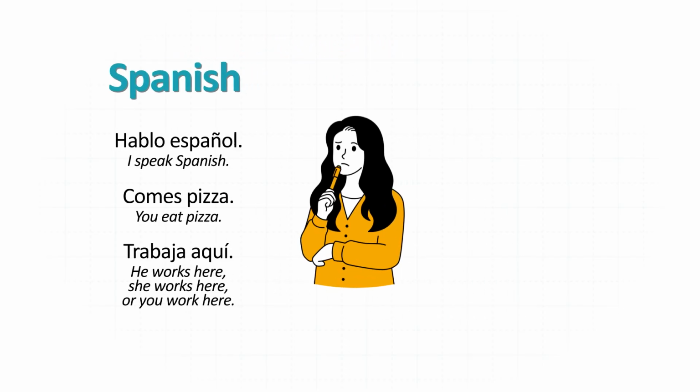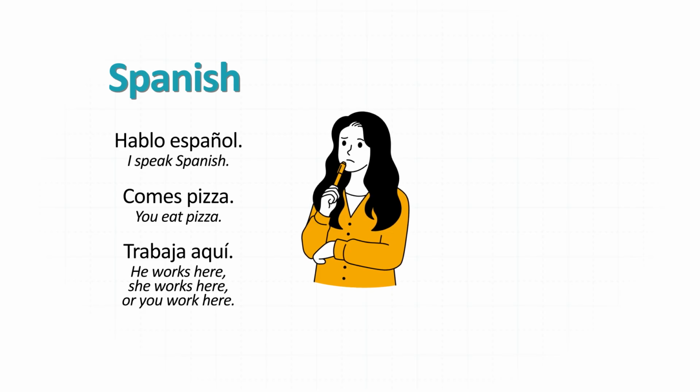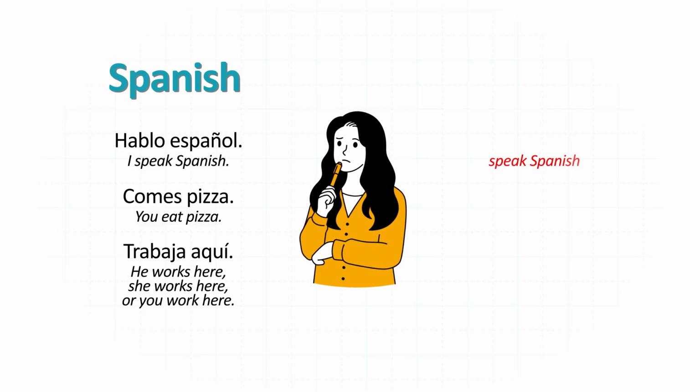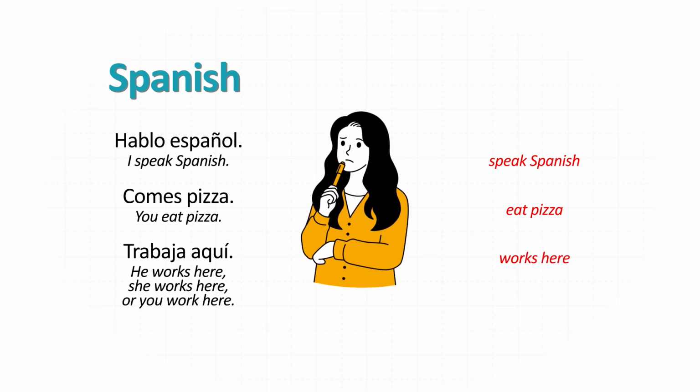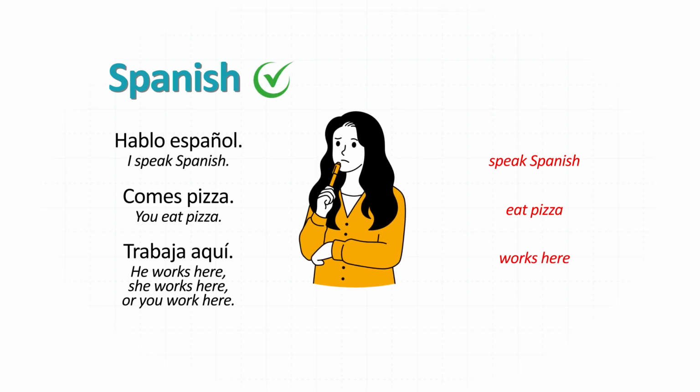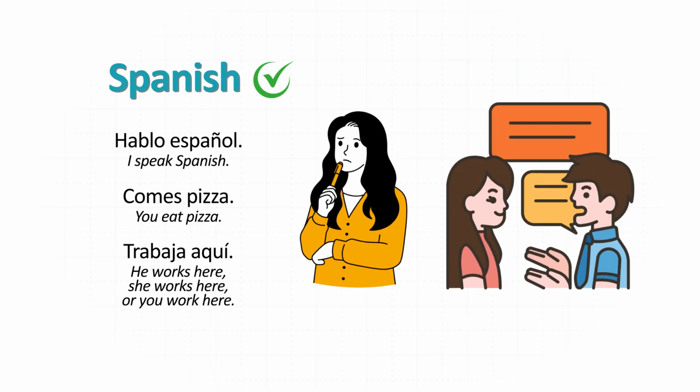This feels strange at first because English trains us to always include the subject. We never say speak Spanish or eat pizza or works here without a pronoun or noun before the verb. Spanish not only allows it, it prefers it. Dropping the pronoun is the normal, natural way to speak. Including it every time would actually sound repetitive or overly emphatic to a native speaker.